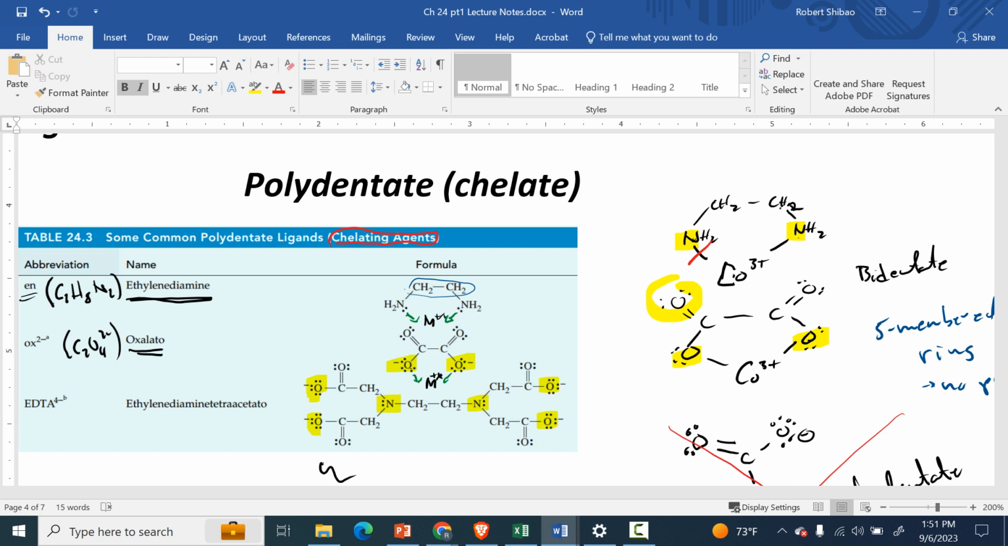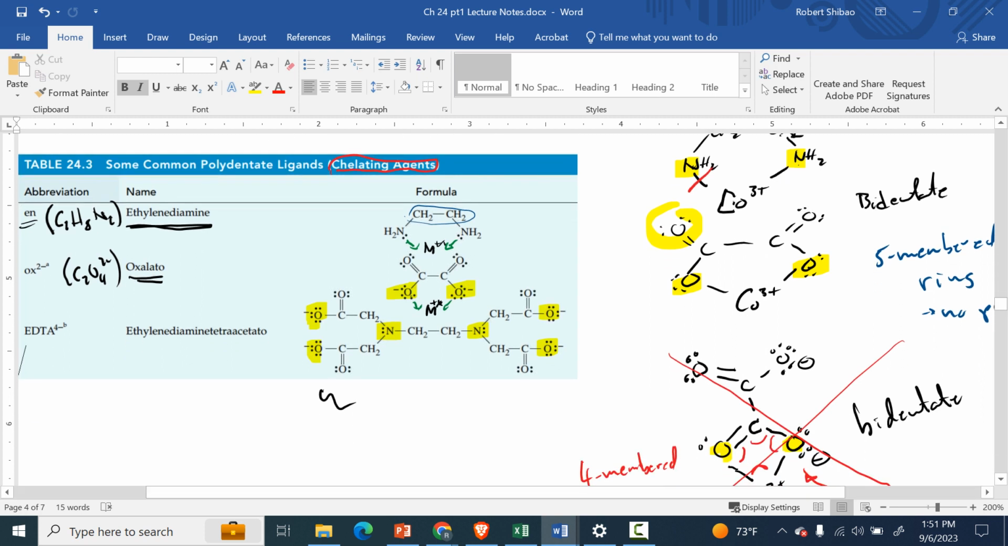In the formula, we could either write the composition C2H8N2, or have the condensed structural formula NH2CH2CH2NH2, or just use EN. EN's neutral, there's no charge. For EDTA, the formula gets more cumbersome, and so most people just use the abbreviation EDTA in the formula. However, when we name it, we have to spell it out.